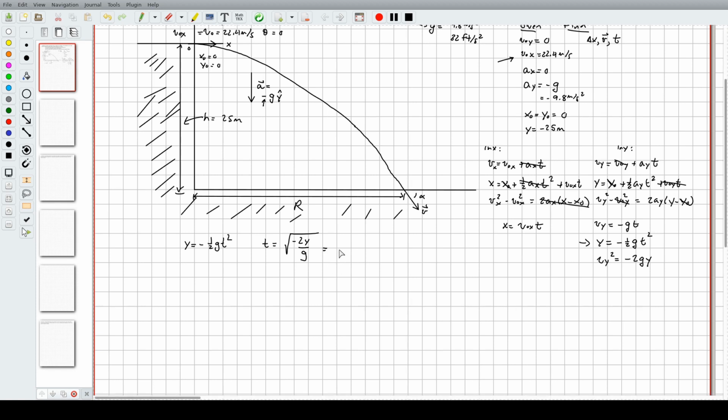If you plug the stuff in here, let's see, that minus 2. Now y, remember, is where we end up, and that's minus 25 meters. 25 meters below the origin there. g is just 9.8 meters per second squared. The negative here cancels out the negative here, giving us a positive component of the radical, which is a good thing. And let's go ahead and do this calculation here real quick.